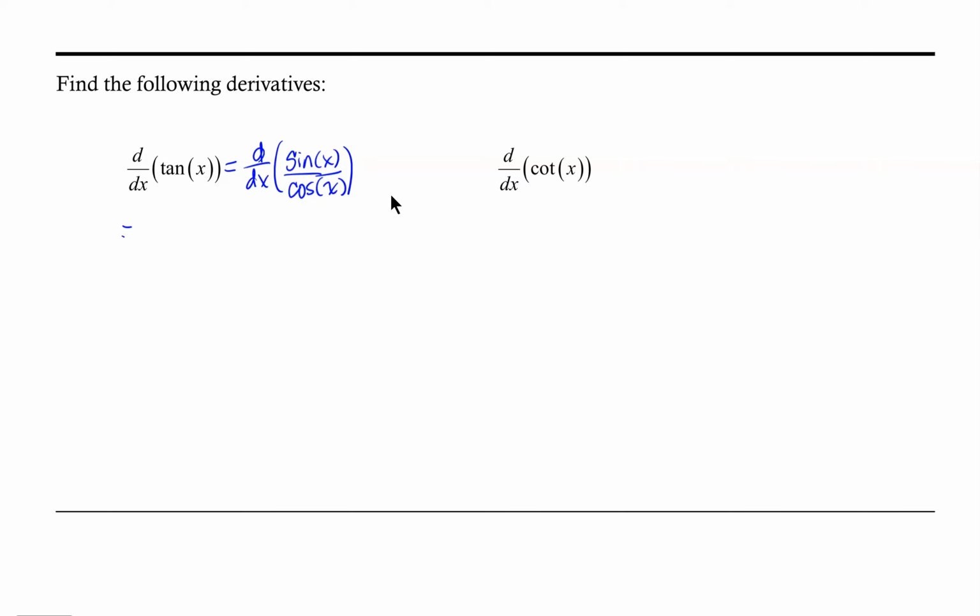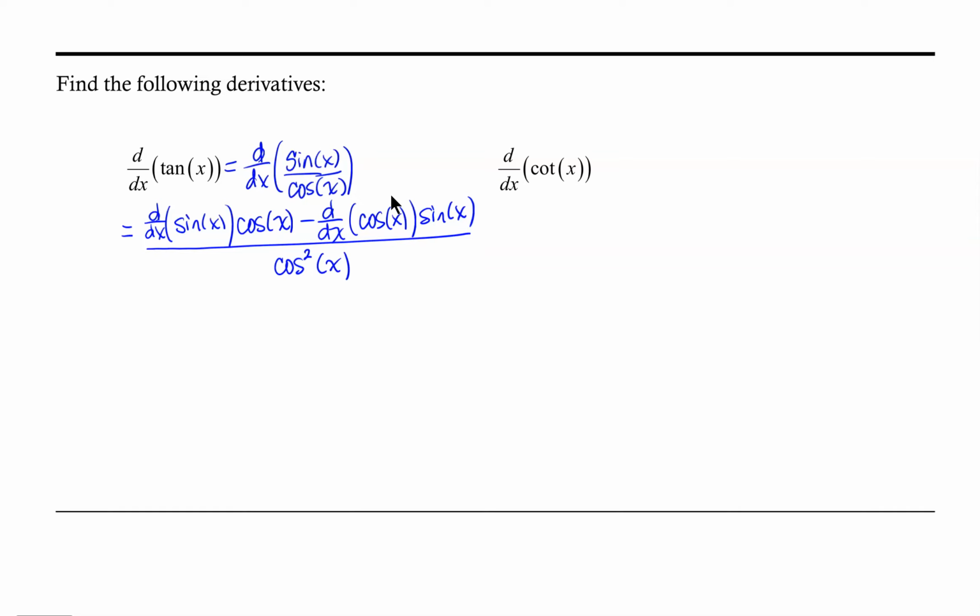So this is going to be equal to the derivative of the numerator, so the derivative of the sine function, times the cosine function, minus the derivative of the denominator, so the cosine function derivative, times the numerator, that entire quantity over the denominator squared. So that's cosine squared of x.